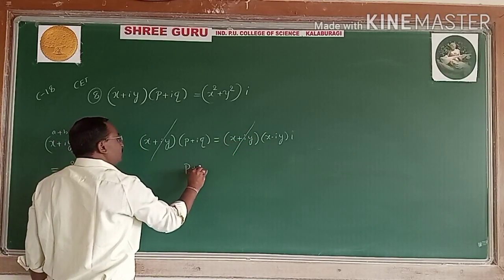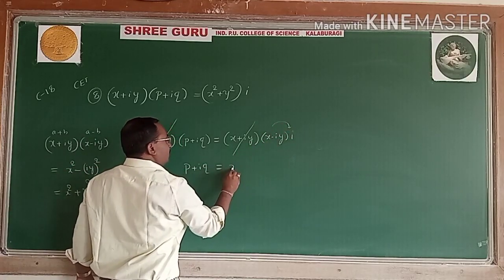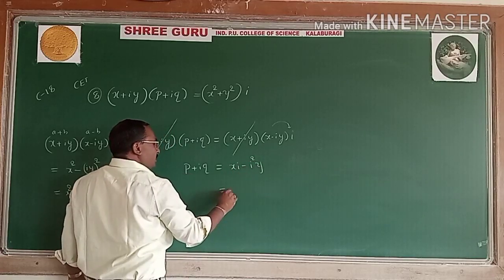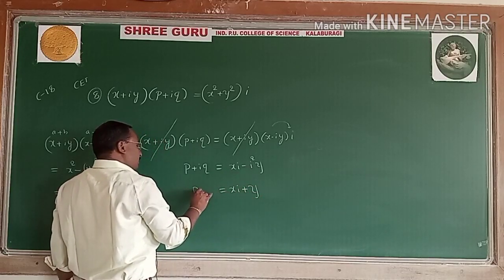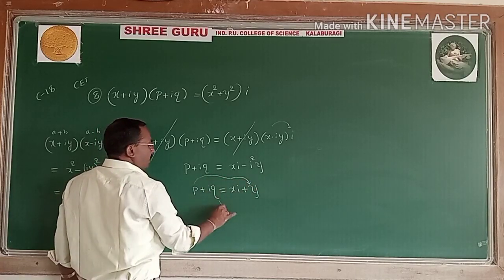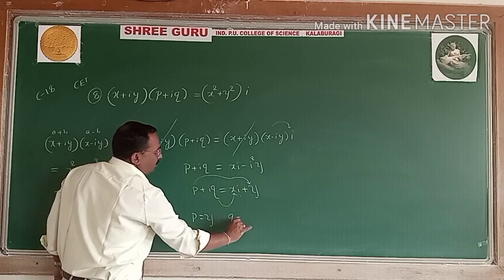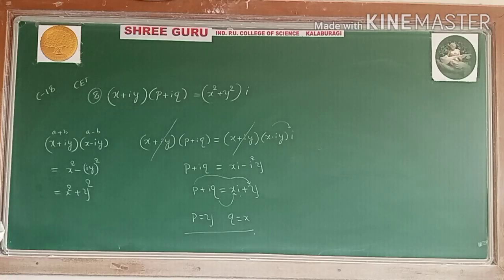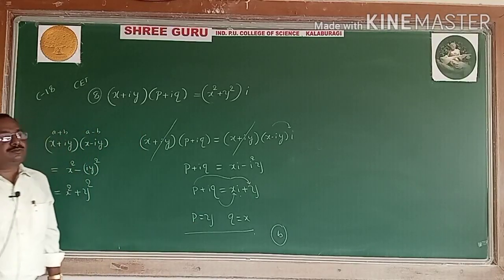p plus iq is equal to, multiplying the complex, x into i minus i square into y, that is xi and the i square value, minus plus. Equate real and imaginary parts. p is equal to what? y. q is equal to what? x. p is equal to y, q is equal to x. Option B, the second option.